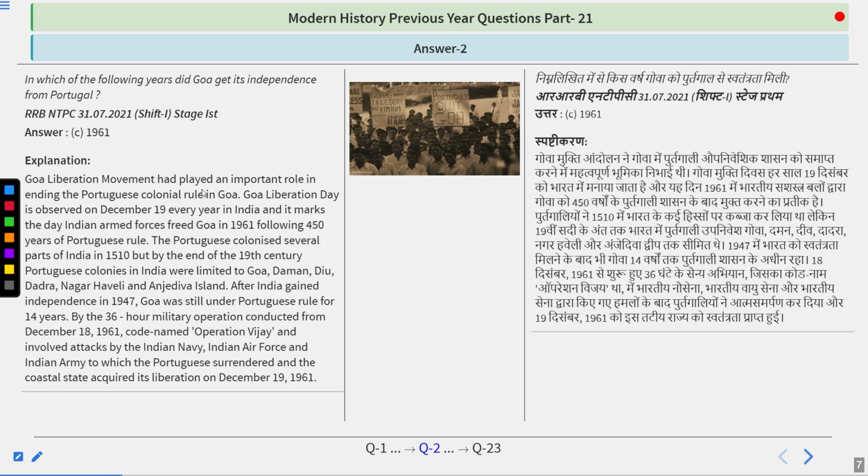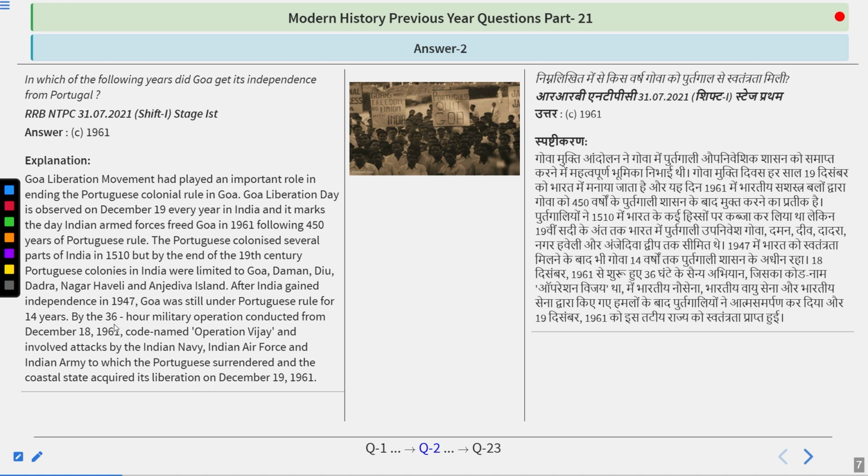The Goa liberation movement played an important role in ending the Portuguese colonial rule in Goa. Goa Liberation Day is observed on 19th December every year in India, and it marks the day Indian Armed Forces freed Goa in 1961, following 450 years of Portuguese rule. The Portuguese colonized several parts of India in 1510, but by the end of the 19th century, Portuguese colonies in India were limited to Goa, Daman and Diu, Dadra Nagar Haveli, and Anjediva Island. After India gained independence in 1947, Goa was still under Portuguese rule for 14 years.